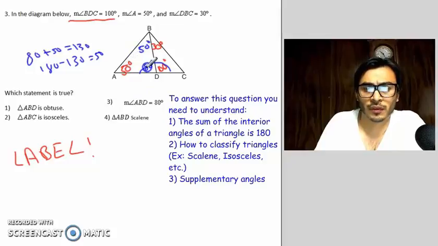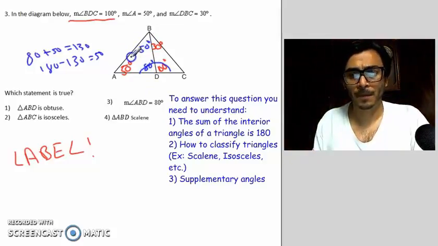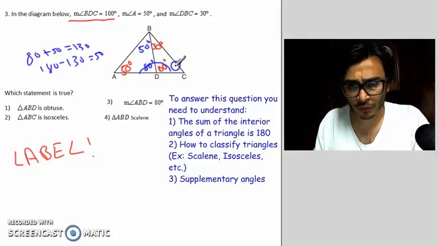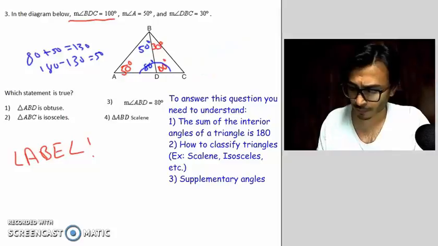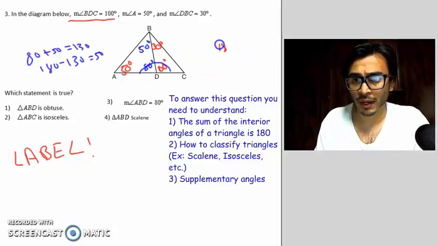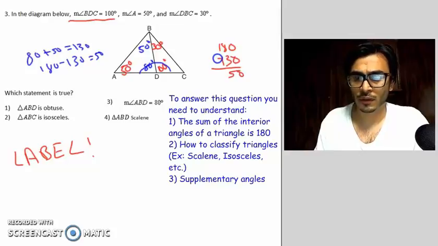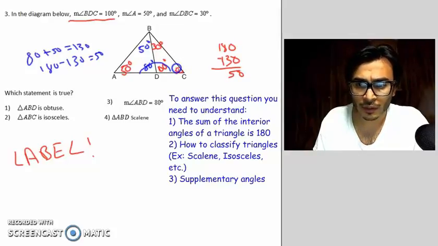So that's 50 plus 50 plus 80, right? 50 plus 50 plus 80 has to give you 180. And then here you got 100 plus 30, that's 130. So that means this angle here is going to be the result of subtracting 180 minus 130, which is 50. So then this guy is 50 here.